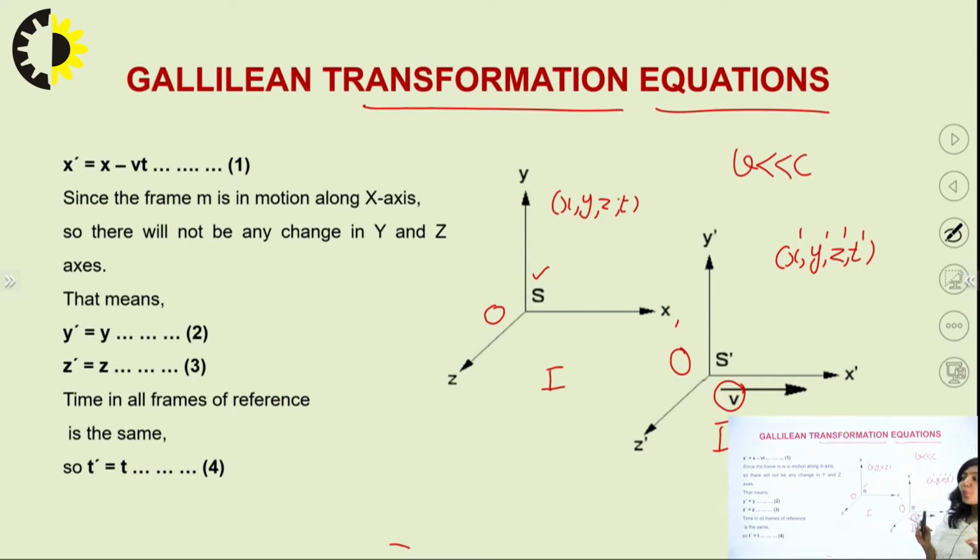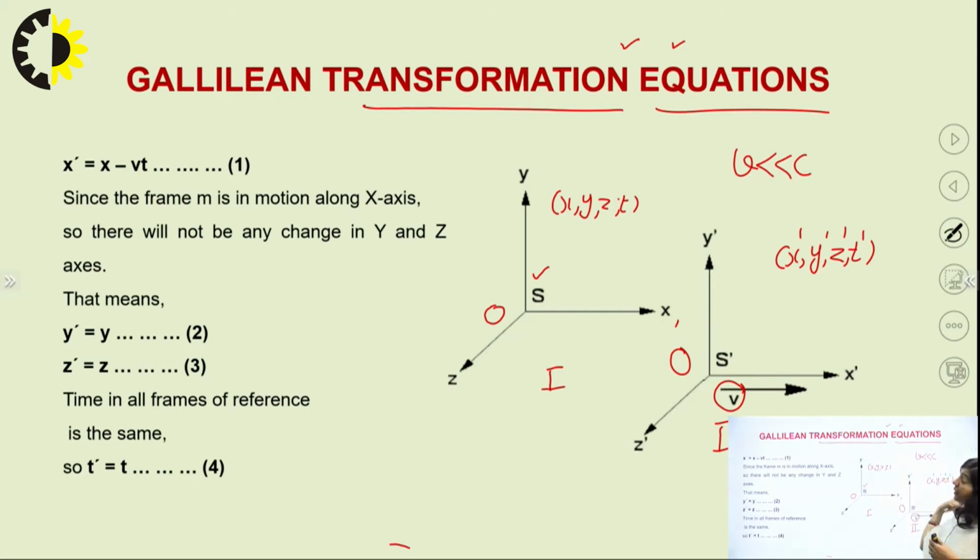If you can transform the coordinates of one inertial frame into the coordinates of the other inertial frame, then those equations which correlate those coordinates are basically transformation equations. I hope this point is clear to you. The meaning of transformation equation is that you have to transform the coordinates of frame S in terms of coordinates of frame S dash. If you can write x dash in terms of x, y dash in terms of y, z dash in terms of z, and t dash in terms of t, then those equations are your transformation equations.